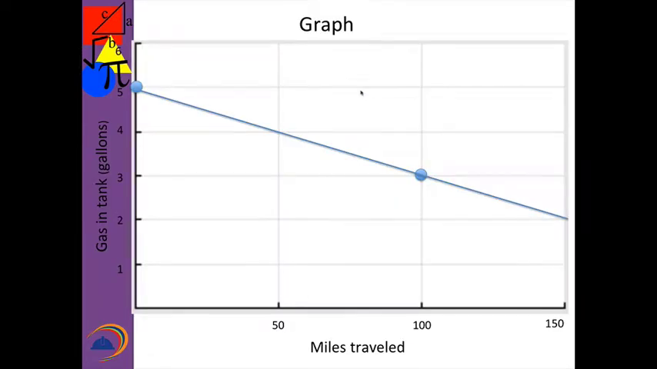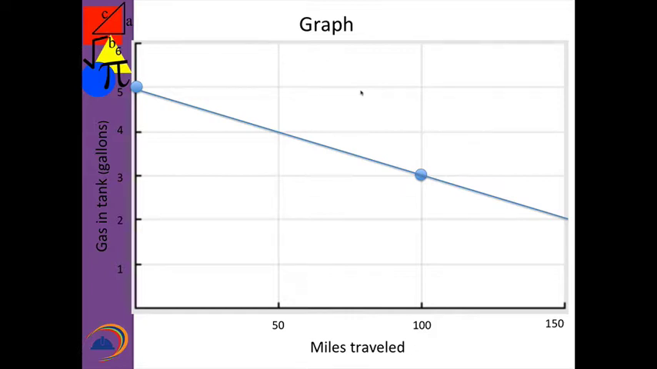Welcome back. All right, here's my graph. I never went into negative because I didn't know what negative gallons meant, and I don't know what negative miles traveled meant. But I picked one of my ordered pairs as (0, 5). If I've driven 0 miles, I have 5 gallons of gas. And then at 100 miles, I only had 3 gallons of gas left. So here's my graph. Yours may look similar, hopefully, to mine.